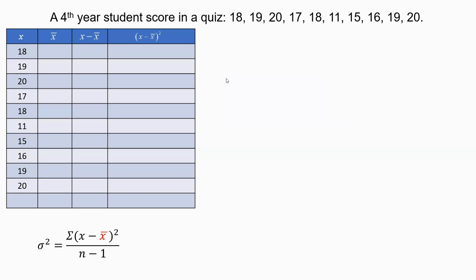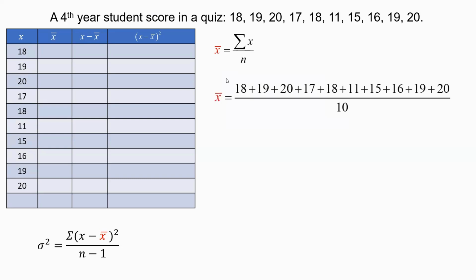So let us take a look at getting the mean. That is the summation of x over n. Our x here are the data values in our given problem: 18, 19, 20, and so on. The sum of those is 173, divided by 10, the total number of our data values. So 173 divided by 10 is equal to 17.3. That is the mean of this data.